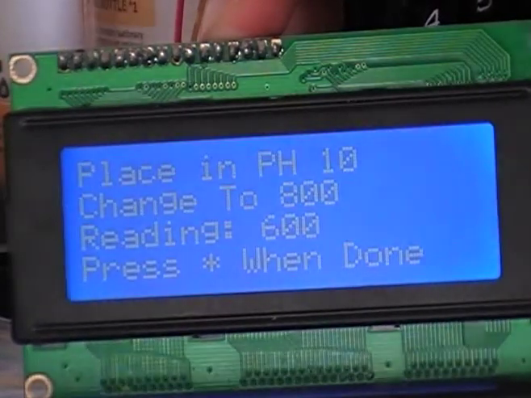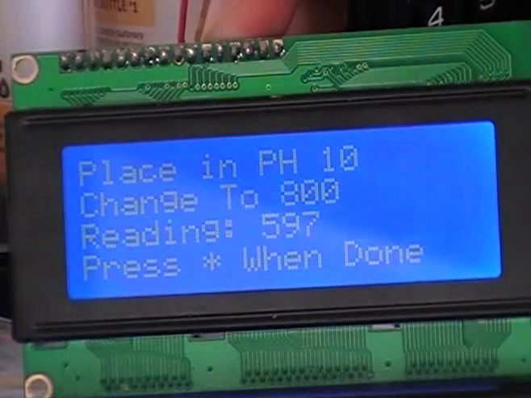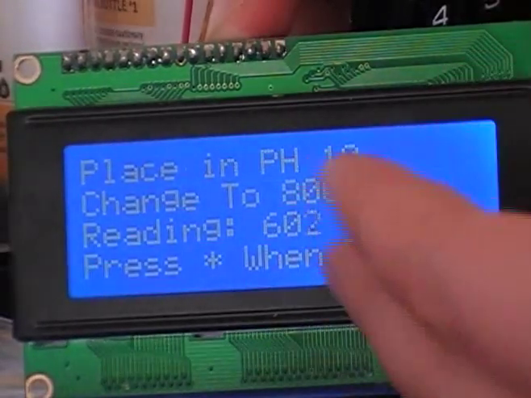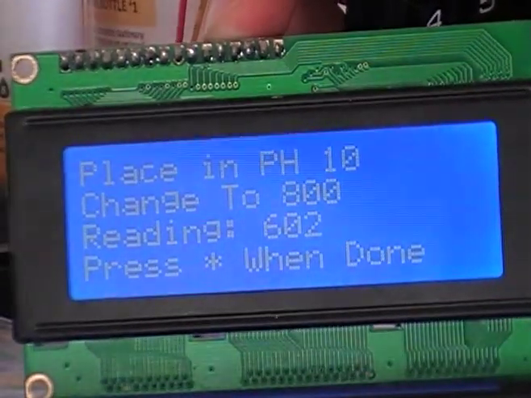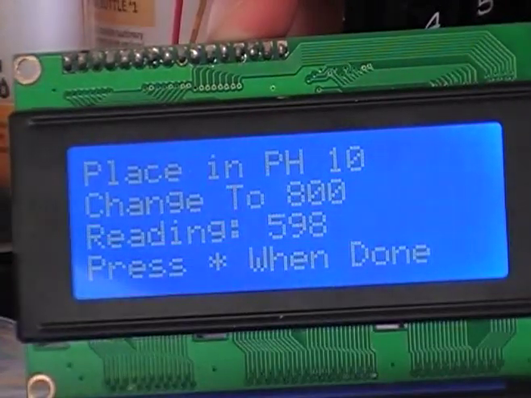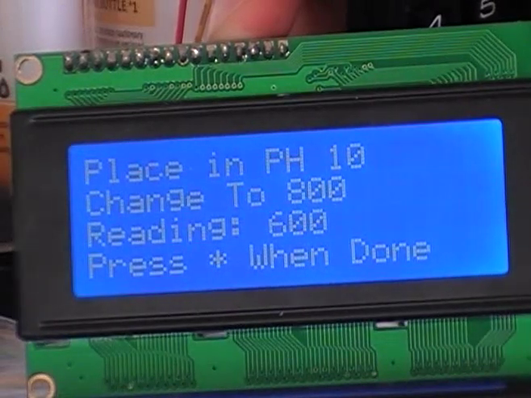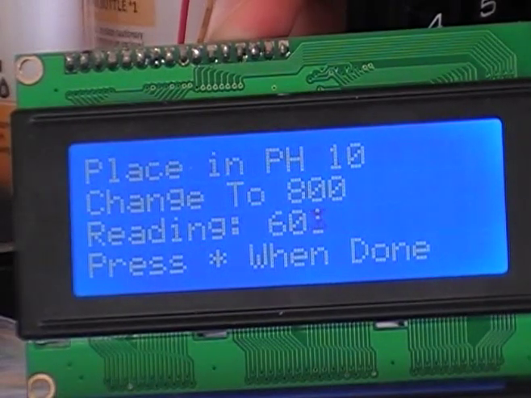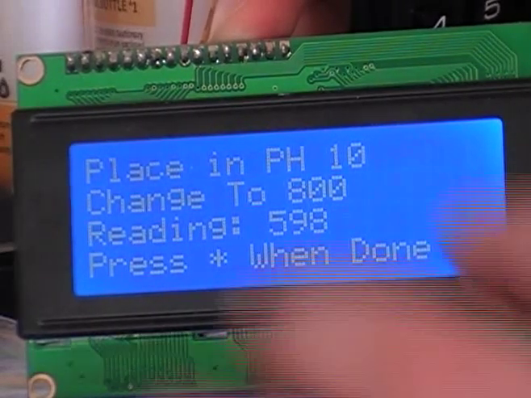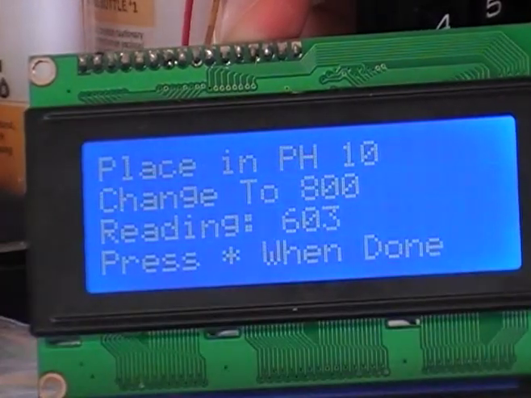And basically, that's how this works. To configure it, you place it in pH 10 solution, and you change it to read 800. Then place it in pH 7 solution, and then we figure out what that value is. And then you can just have an equation where you use two known values to figure out this third unknown value.